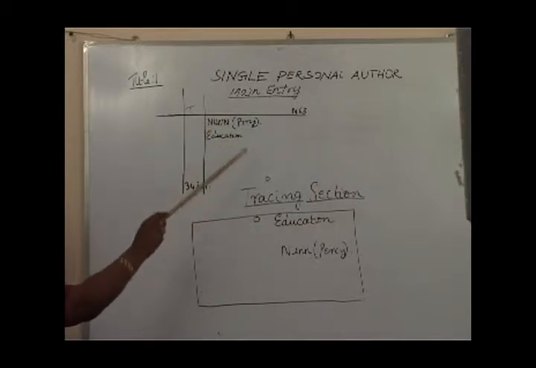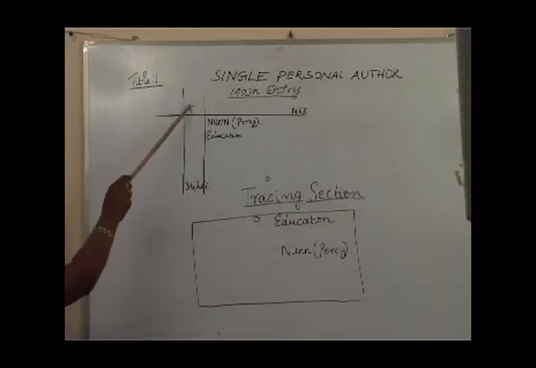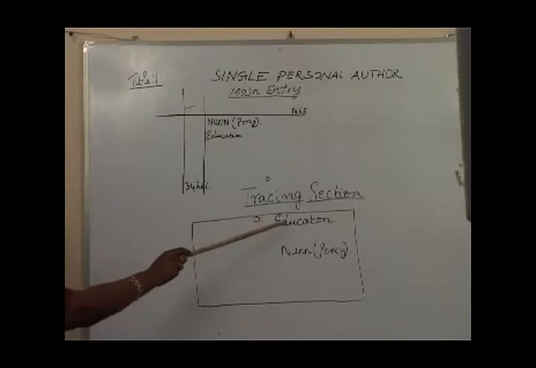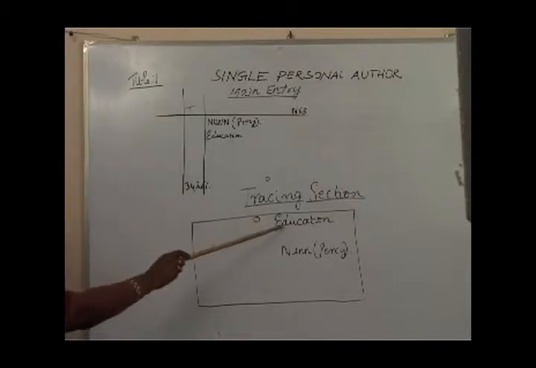And after the main entry, we have to do the tracing section. The upper part of the tracing section is meant for the class index entry. The class index entry is derived from the chain procedure for the given class number. What is the class number here? The class number is T, which denotes the main class of education. So the first class index is education. Here there is only one class number, so the class index is going to be only one.